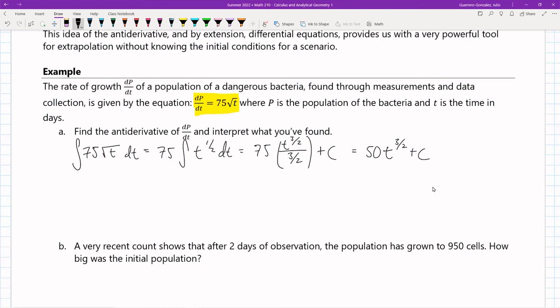Okay, look at what happened here. We were given a rate of change. Since the antiderivative is operating as the inverse to the derivative, what we just found is P of t is equal to 50 t to the 3/2 plus c. This is our final answer here, and I'm going to interpret what I found in a second.